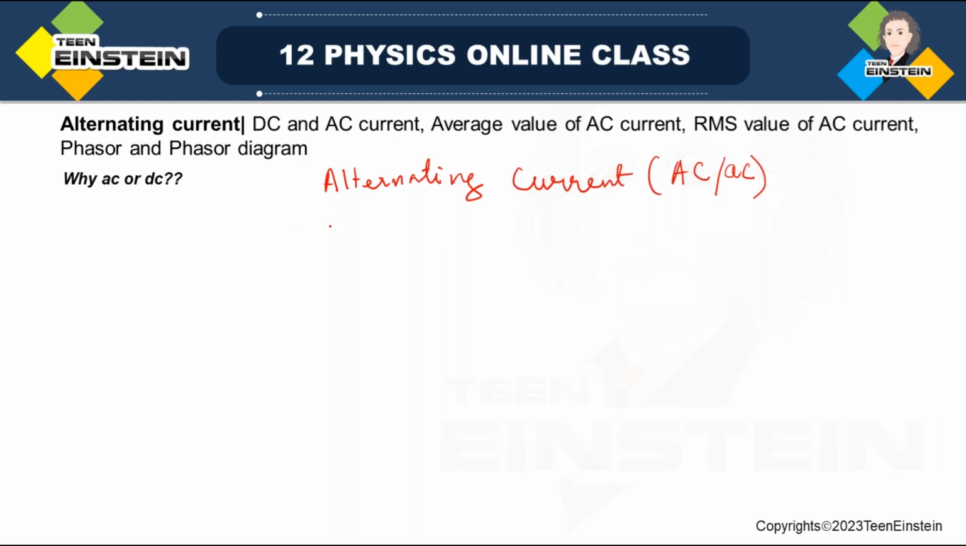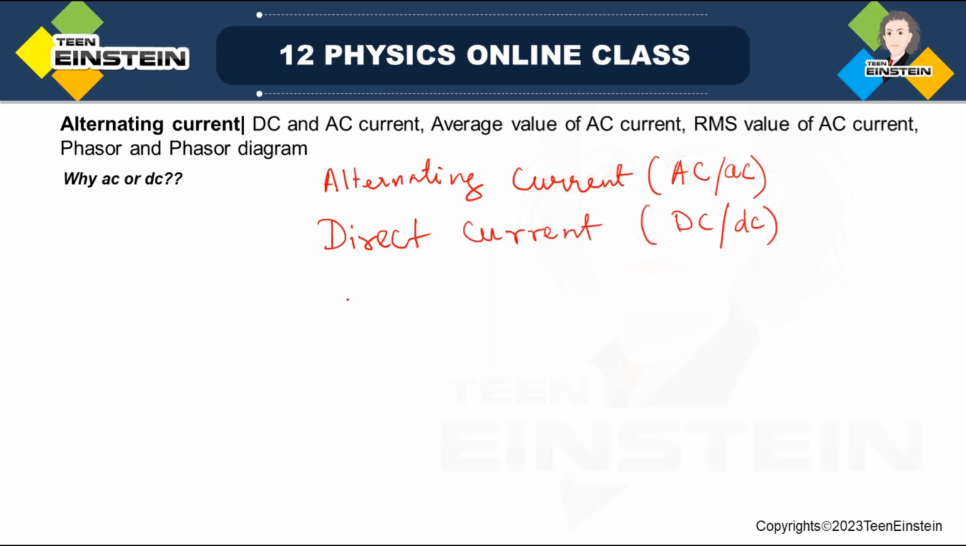And direct current. We'll see the definitions of direct current as well as alternating current. Direct current is abbreviated as DC, or small dc like this. So, alternating current and direct current.